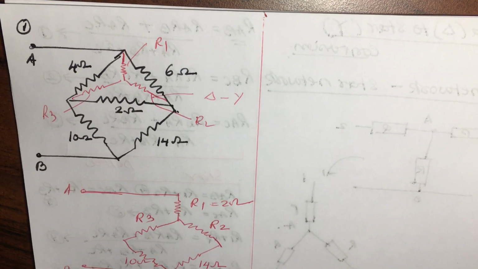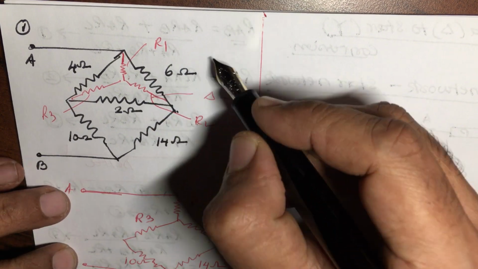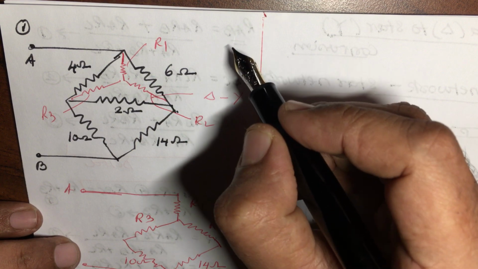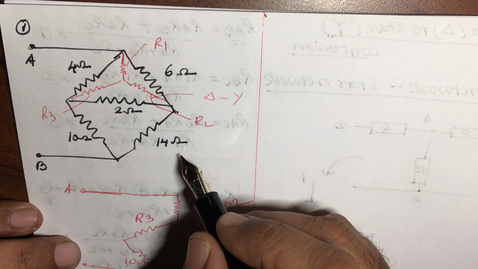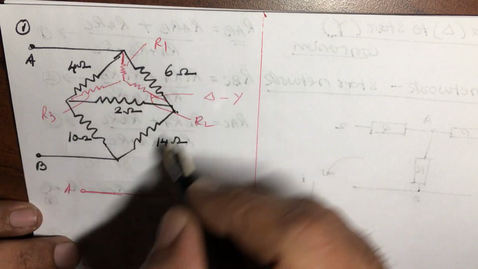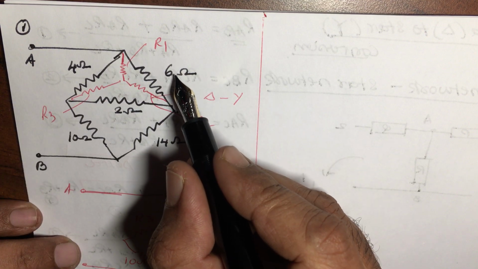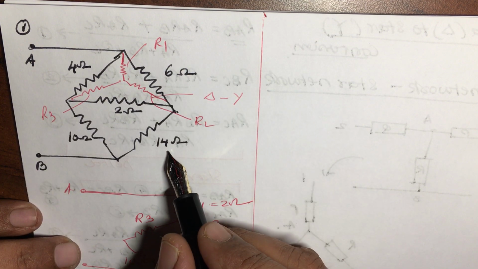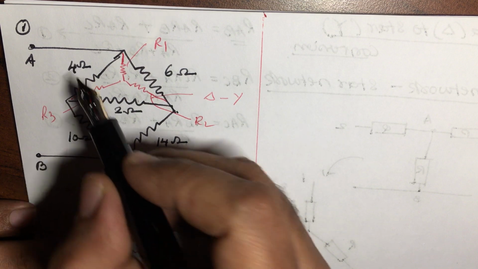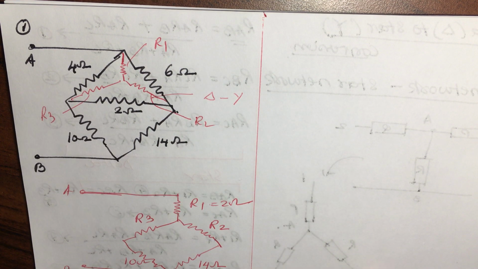Let us give you a homework. Similar sum only. In place of 6, you take it as 10. Just keep adding 2 to everything. To everything add 2. So in place of 6, you take 8. Over here 16. Over here 12. Over here 6. Over here 4. Do the same sum. Get the answer.